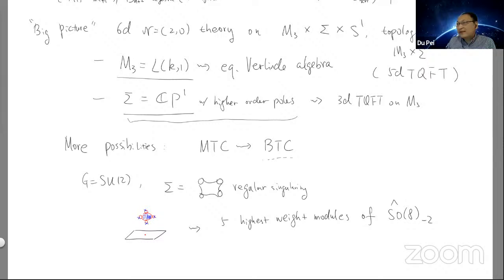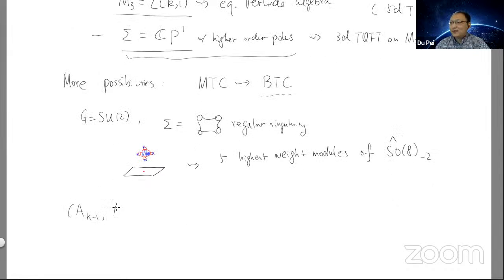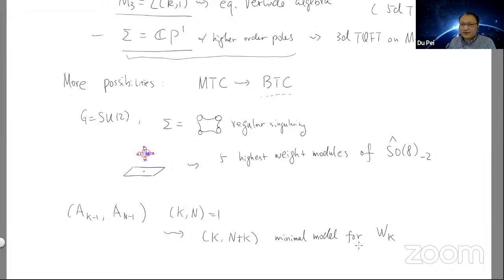So I think for complicated theories, in general, it should lead to something that is new. For a very large class of theories, you are actually obtaining various kinds of W algebra, and there is something that is known. So to give an example, for A_{K-1}, A_{M-1}, this is a two-parameter family, and as long as they are coprime, you have a (K, M+K) minimum model for the W_K algebra. So there you can also check this dictionary between fixed points and modules.